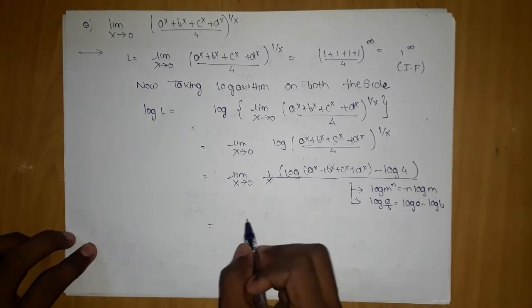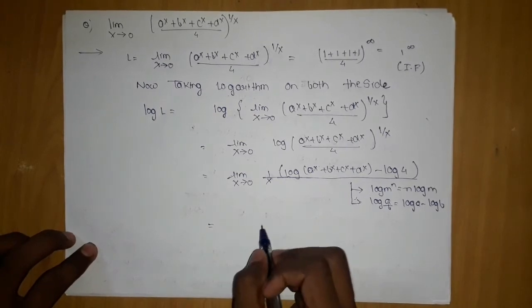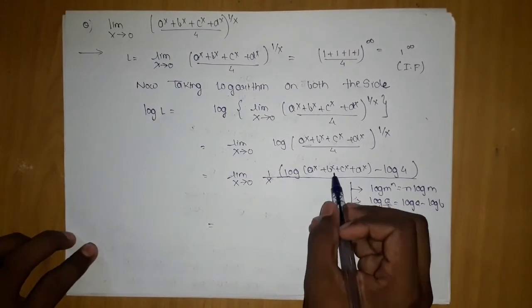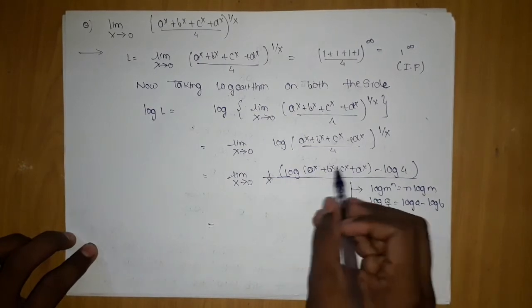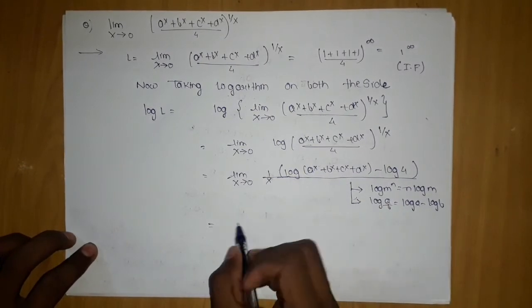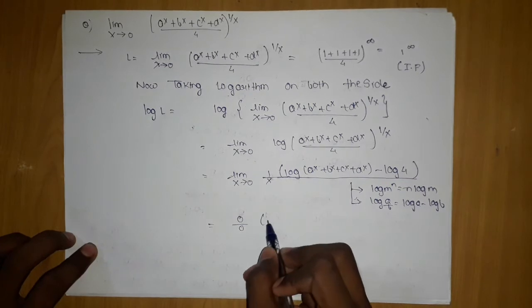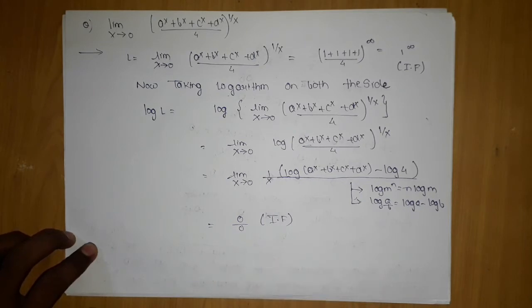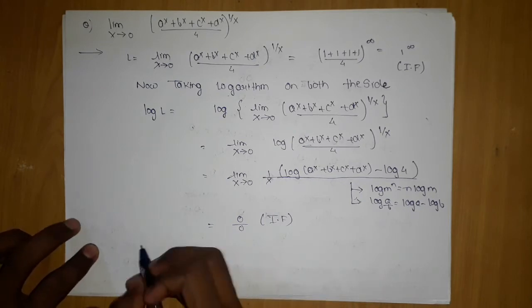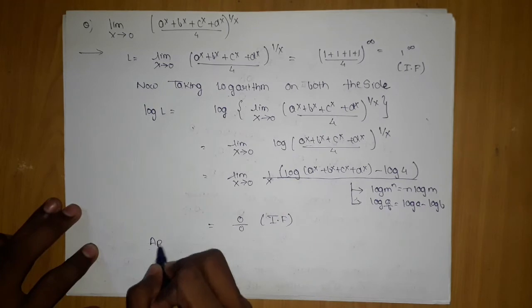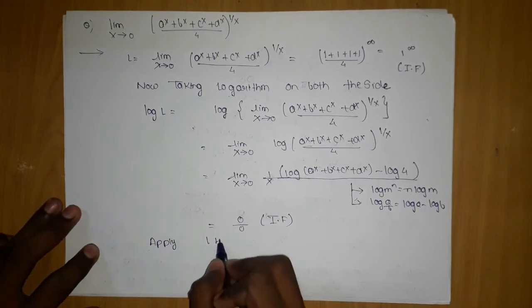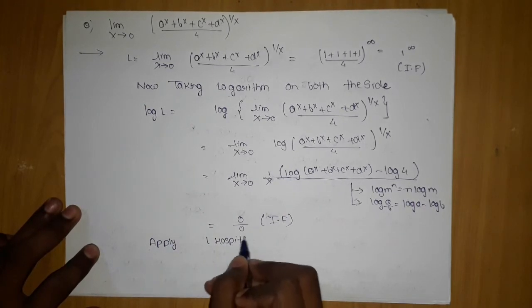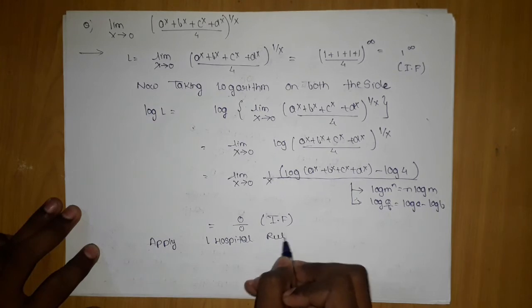After this, if you observe by putting the value, the moment you substitute here, you will get 4 log 4 minus log 4 by 0. So this will convert to 0 by 0, which is an indeterminate form, right? Now we got 0 by 0, and how do we solve the 0 by 0 form? Using L'Hopital's rule. So apply L'Hopital's rule.